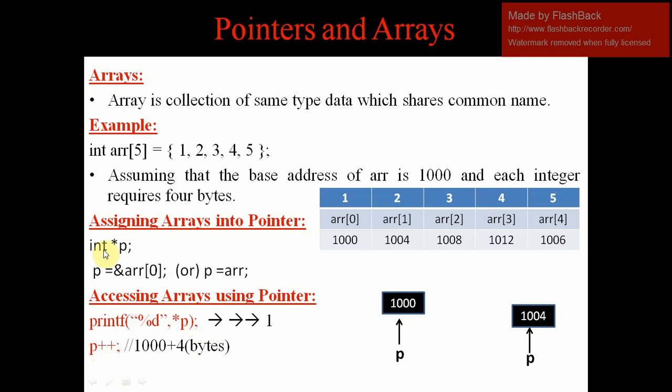What is the size of the particular pointer? 4 bytes, since it is integer. So p is updated to 1004. If I display *p, it will display the value at 1004. You can see it is displaying the value 2. If you want to display the 4, what do we have to do? Here we can give p plus 3. p plus 1 is 1004, p plus 2 is 1008, p plus 3 is 1012. That is nothing but 4.